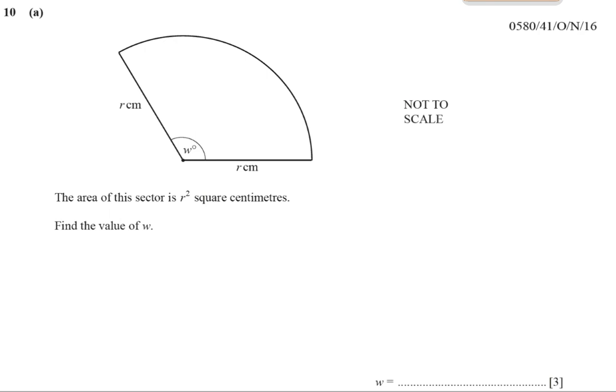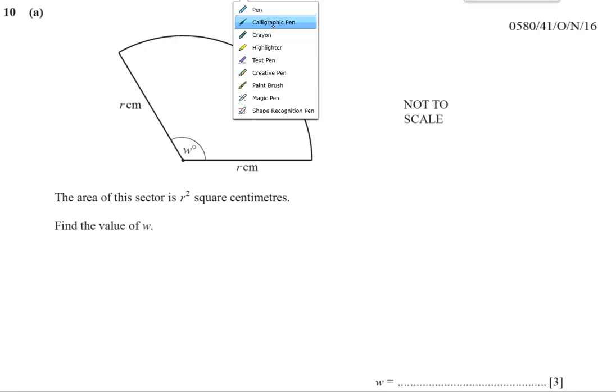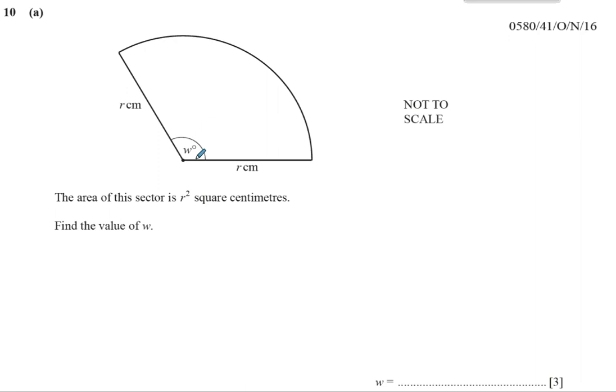Okay, now this is paper 4, variant 1, November 2016, question 10. We'll start off with 10a, and then over to 10b and c. In this question, we're told that the area of the sector is equal to r squared square centimeters. A is equal to r squared. And we're told to find the value of w, which is the angle of the sector.